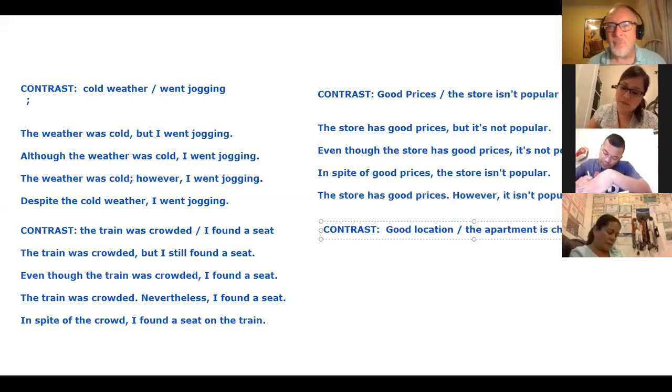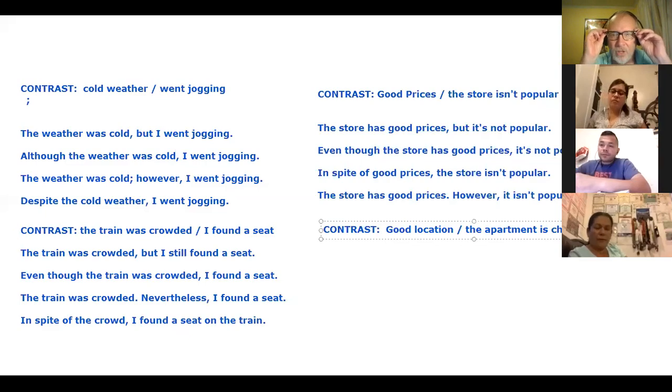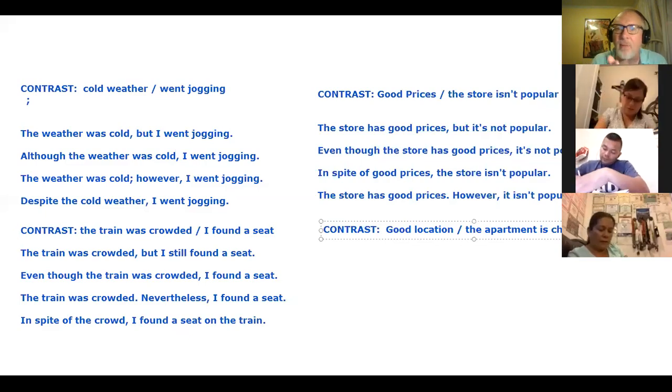All right. We have the fact: it's in a good location. And the surprise: the apartment is cheap. The fact is it's a good location. The surprise is it's a cheap apartment. You don't see that very often. Usually if it's in a good location, the apartments are expensive. But here we have a good location, but a cheap apartment.